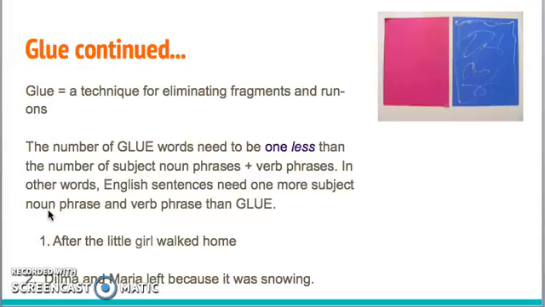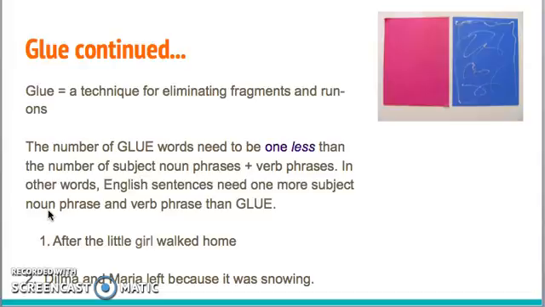So look at this first sentence. What's wrong with this sentence? "After the little girl walked home." So there is one glue word, "after," one subject-noun phrase, "the little girl," and one verb phrase, "walked." So the number of glue words is equal to the number of subject-noun phrases and verb phrases: one. Therefore, this is not a grammatical sentence because there should be one more subject-noun phrase and one more verb phrase.